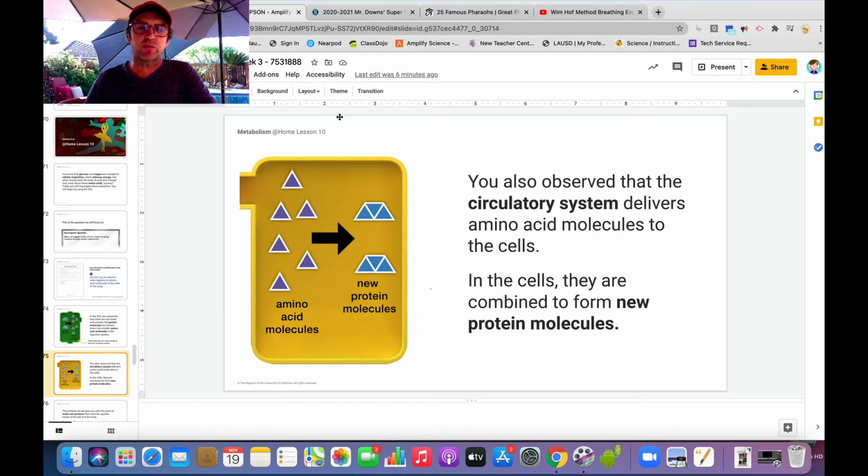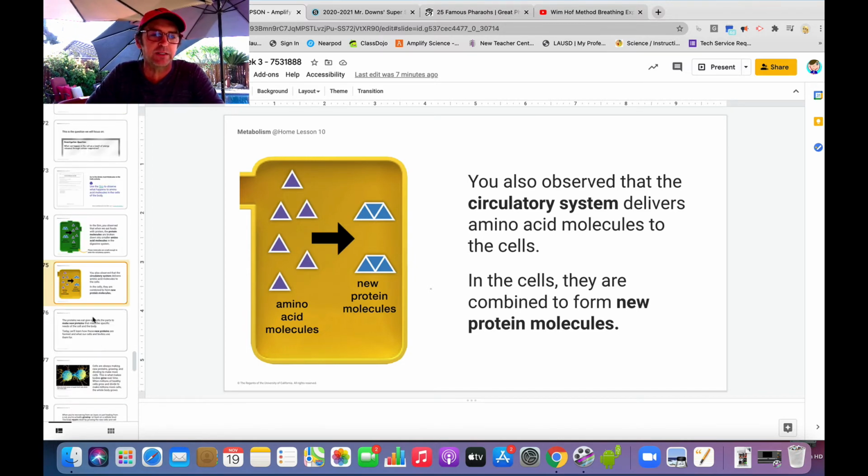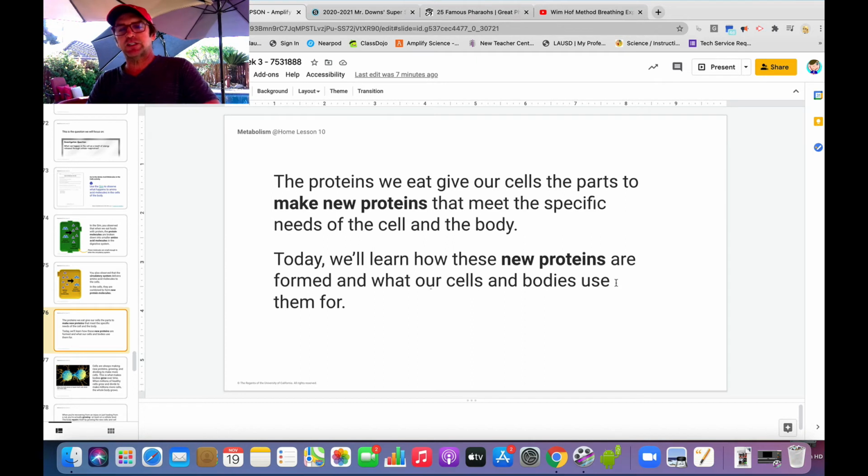Cells are everywhere in your body. They're not an organ like this. In the cells, they are combined to form new protein molecules. So notice, proteins come in as food, break down into amino acids. Amino acids come into the cell, and then they form again. Look at the arrow. This is important. The proteins we eat give our cells the parts to make new proteins that meet the specific needs of the cell and the body.